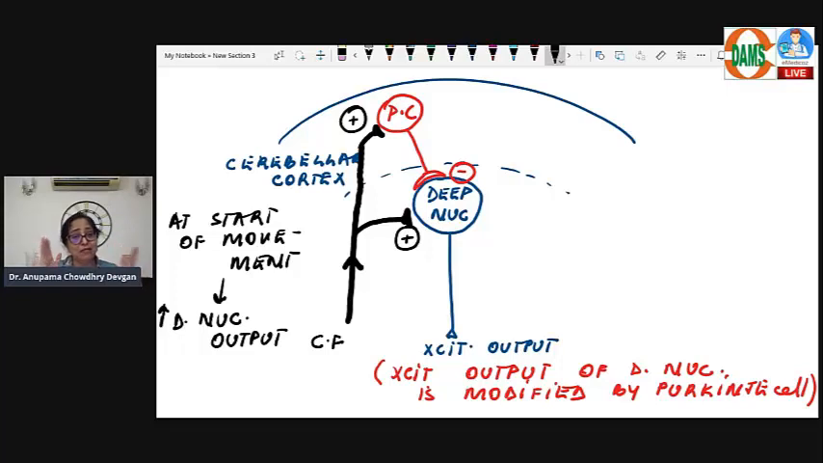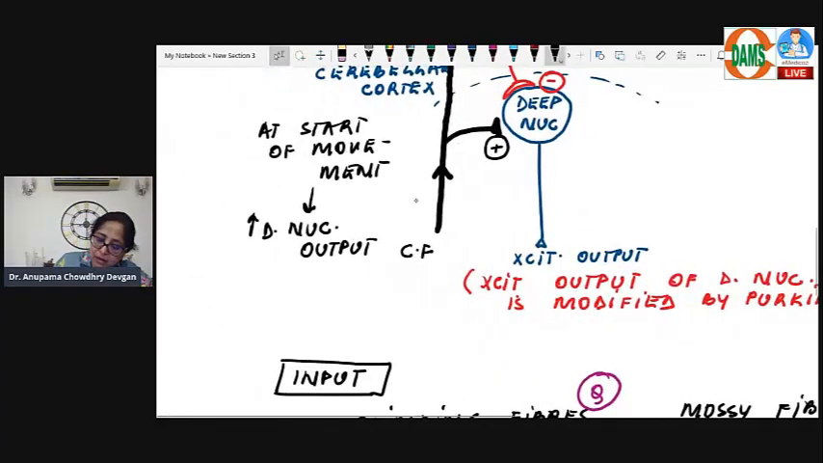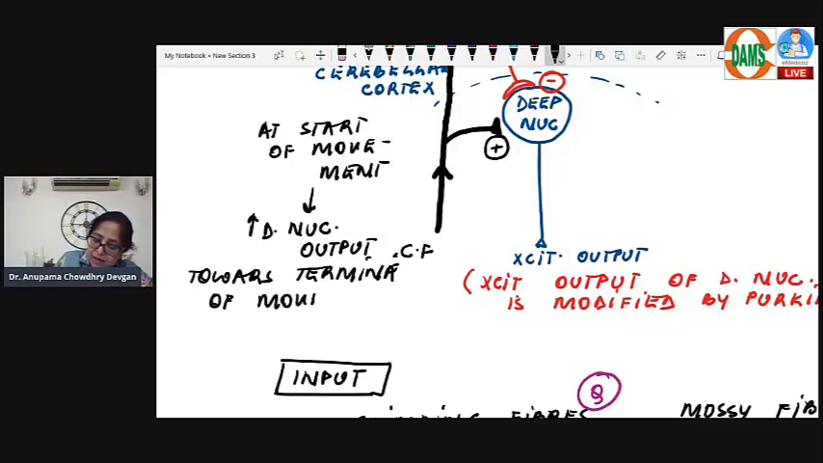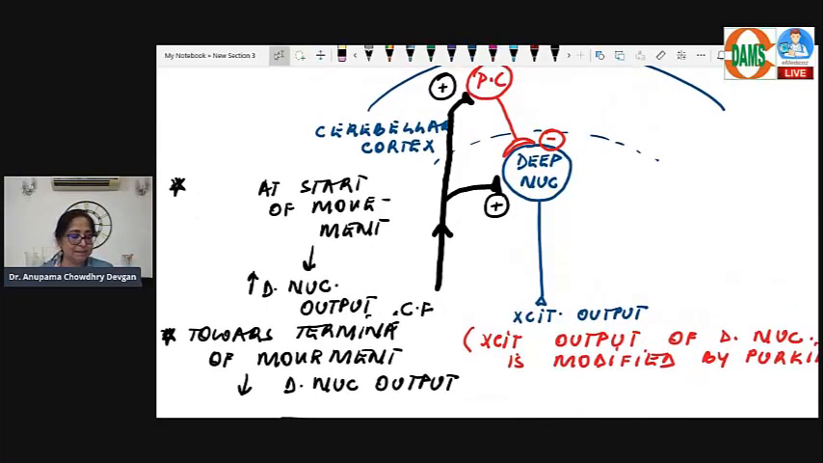Okay? Now, if you've understood this: at the start of movement, enhanced output; towards the termination of movement, there is a reduction in the deep nuclear output. How does that happen? How is the output first enhanced? Because the climbing fiber gives a collateral first to the deep nuclei and then to the Purkinje cell.